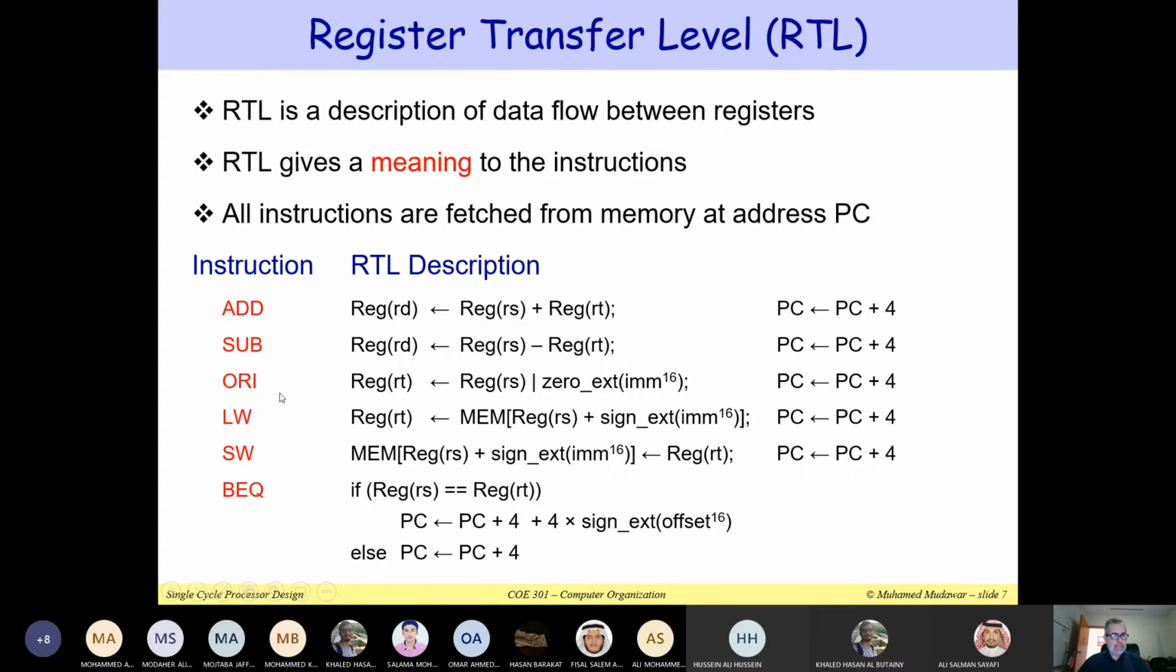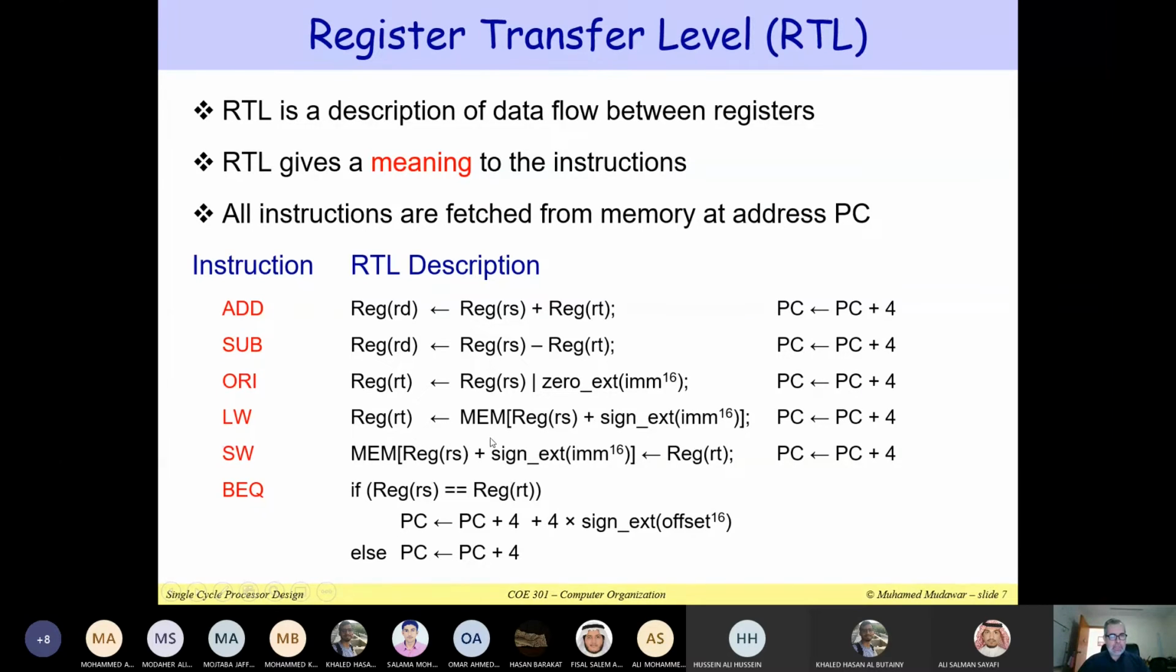In the case of OR immediate, my second operand here is a 16-bit immediate, which is part of the I-type format, and the result is written into register RT. So RT here is my destination register. Notice that we always increment the PC by 4 after completing the execution of this instruction. Load word, we need to access memory. Store word, we need to access memory.